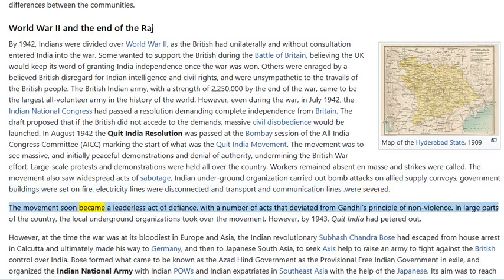The movement soon became a leaderless act of defiance, with a number of acts that deviated from Gandhi's principle of non-violence. In large parts of the country, the local underground organizations took over the movement. However, by 1943, Quit India had petered out.